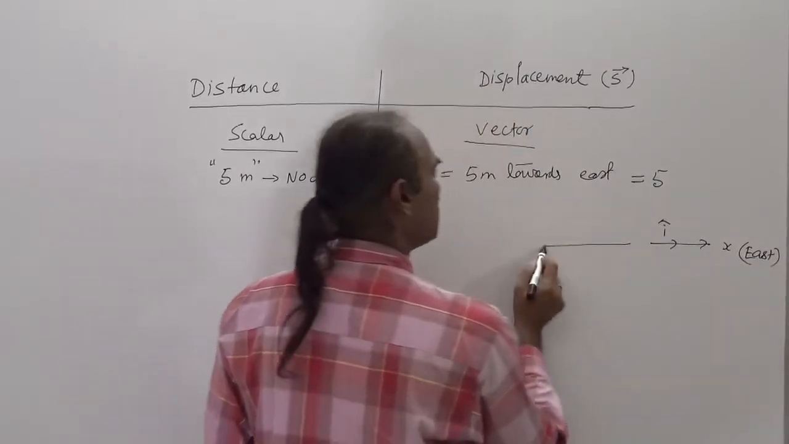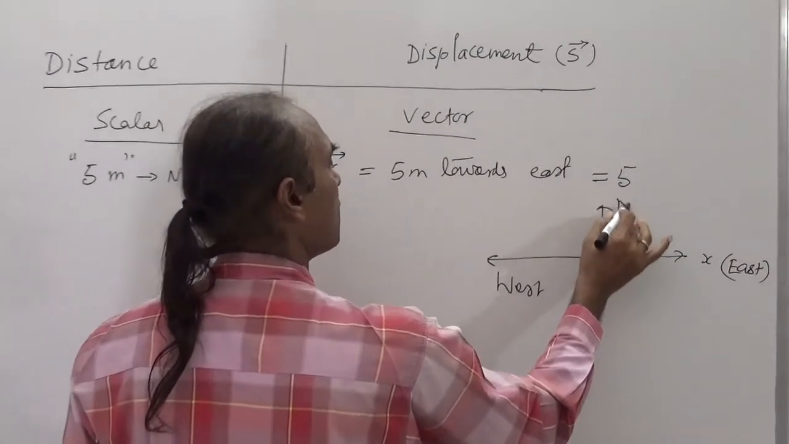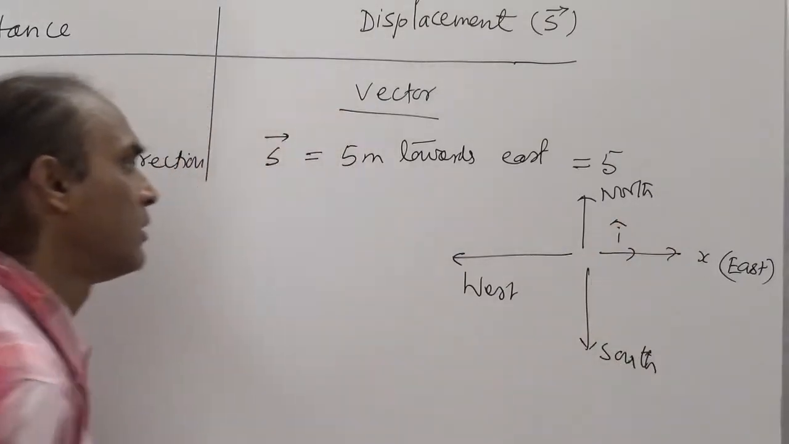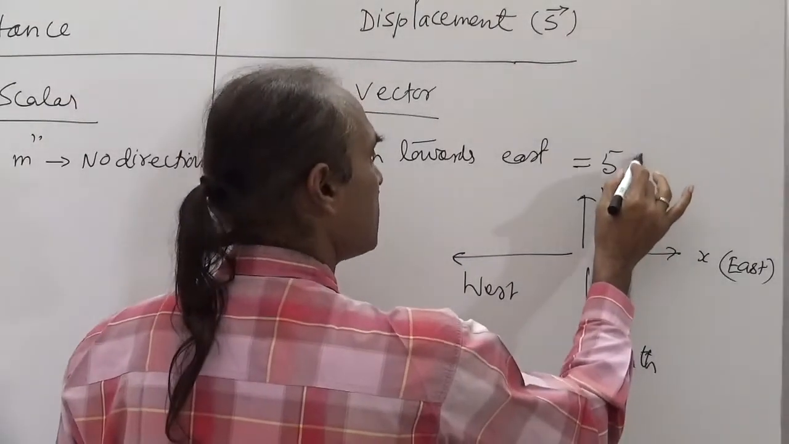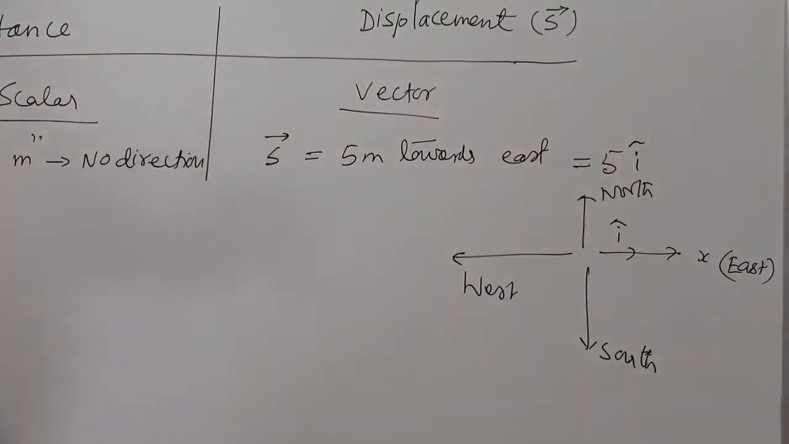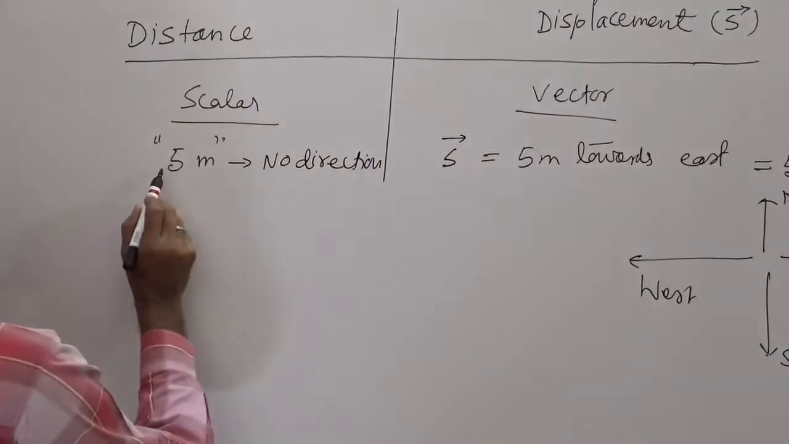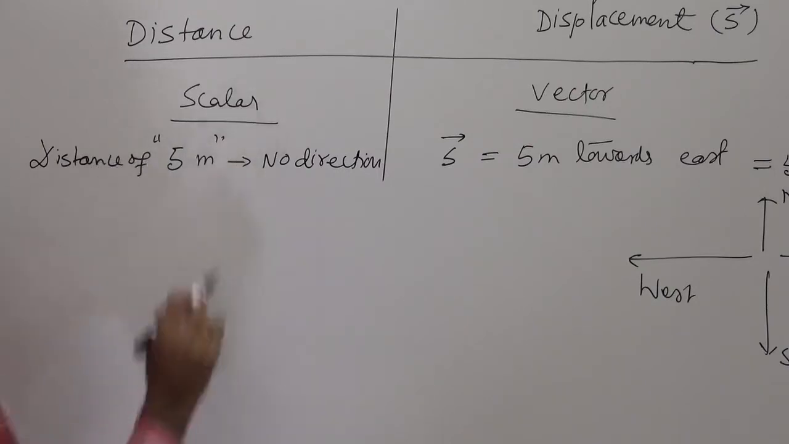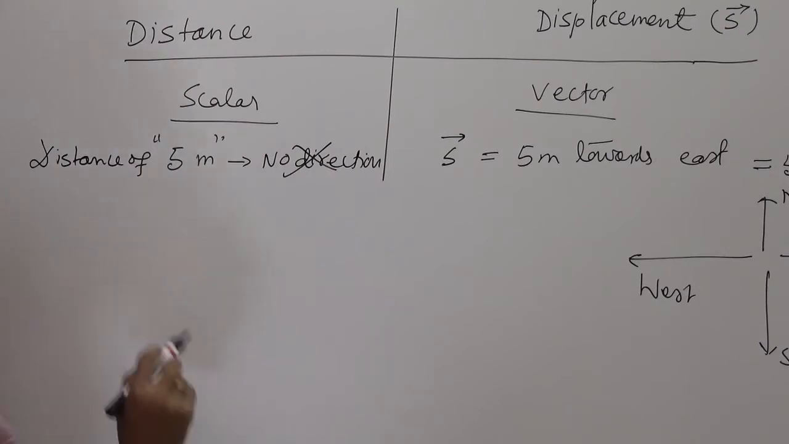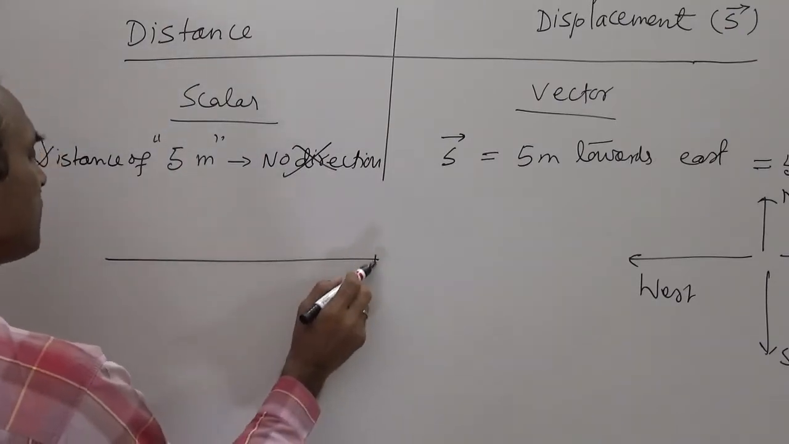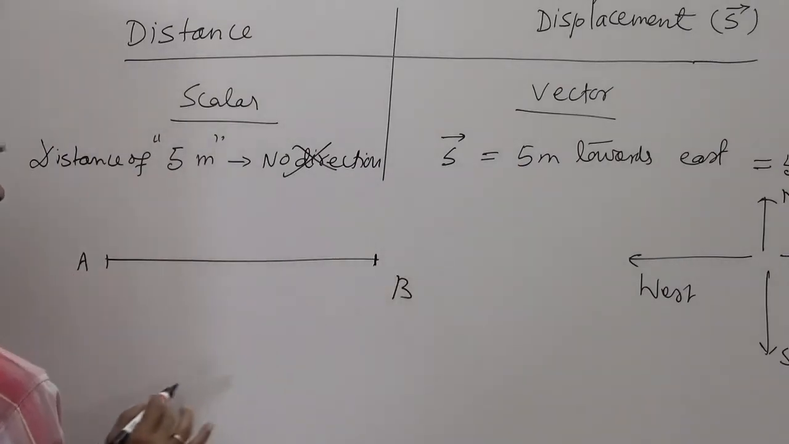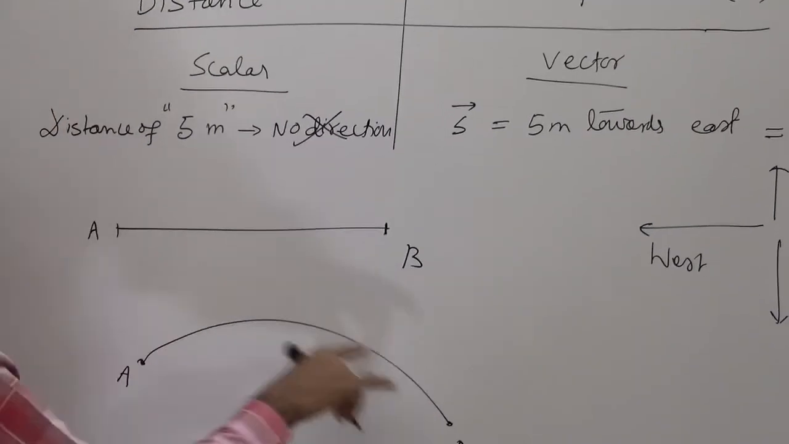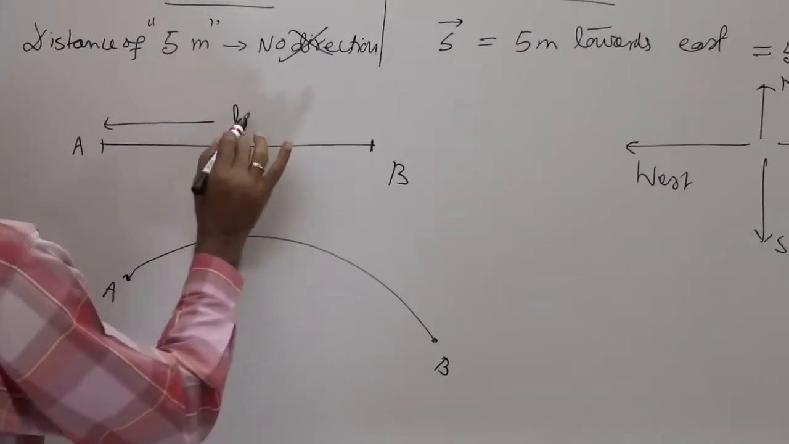This is east, this is west, this is north, and this is south. So each direction is given by a unit vector, i cap. 5 meter towards east is different from just 5 meter distance. So for a distance of 5 meter, no direction part is there. It may be the straight distance from here to here, A to B. It may be in a curve. The curved distance is different from the straight distance. So this is the length of the path.